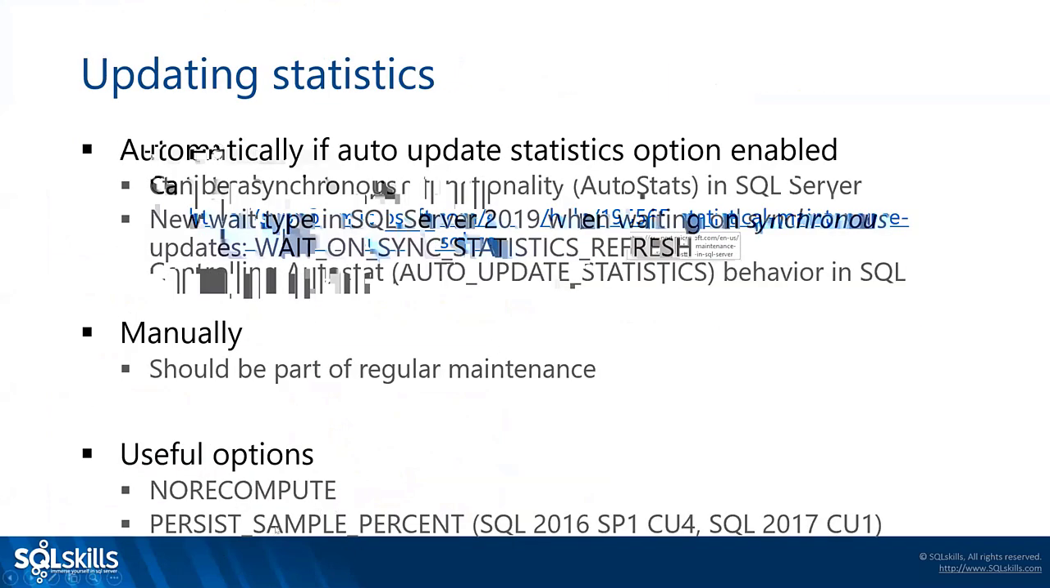back here. So persist sample percent, when you run that, it's going to say every time that stat gets updated after that, use that same percentage. So again, for those tables with skew, I'll set the persist sample percent of 100, so it's a full scan, and whether they get updated as part of a job or automatically, it'll be with that rate.